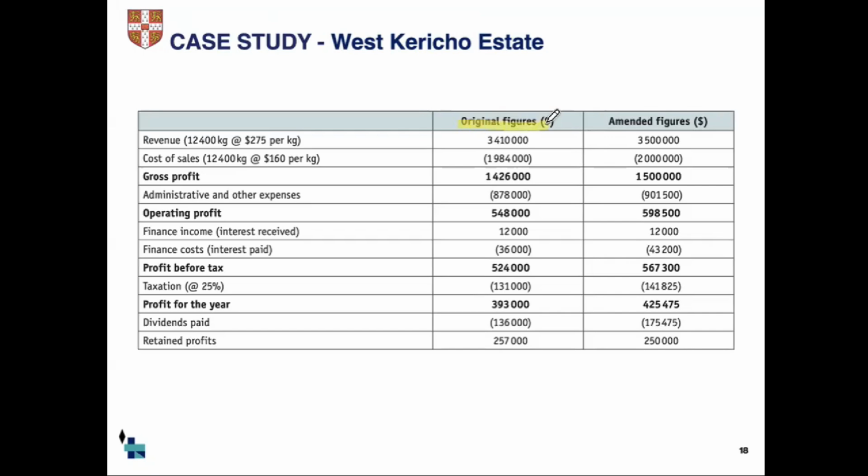All right, so let's look at some of the things that will cause this statement to change. Before we do that, let's examine how the statement looks. So we have a revenue here. They are selling 112,400 kilograms of what's the product again?